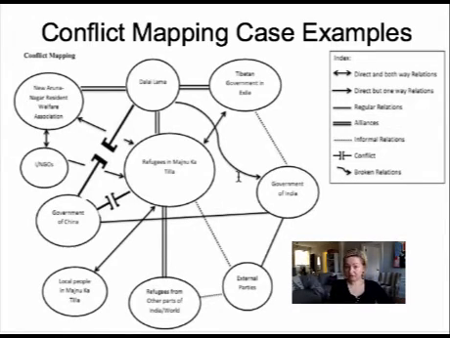Okay, and now here we have an example of conflict mapping. We have a particular case, refugees, and as you can see, there are different parties that are involved. This one focuses in particular on the different parties and how they relate to the main party in question that is under siege, which is refugees.